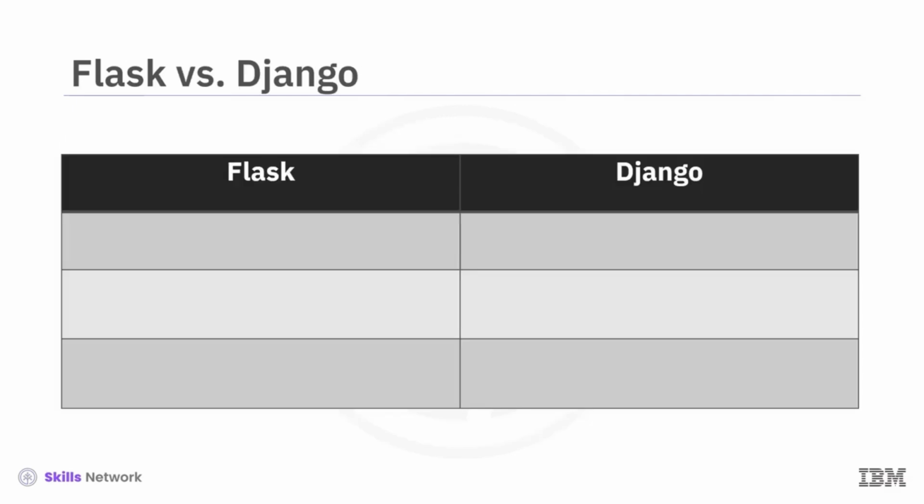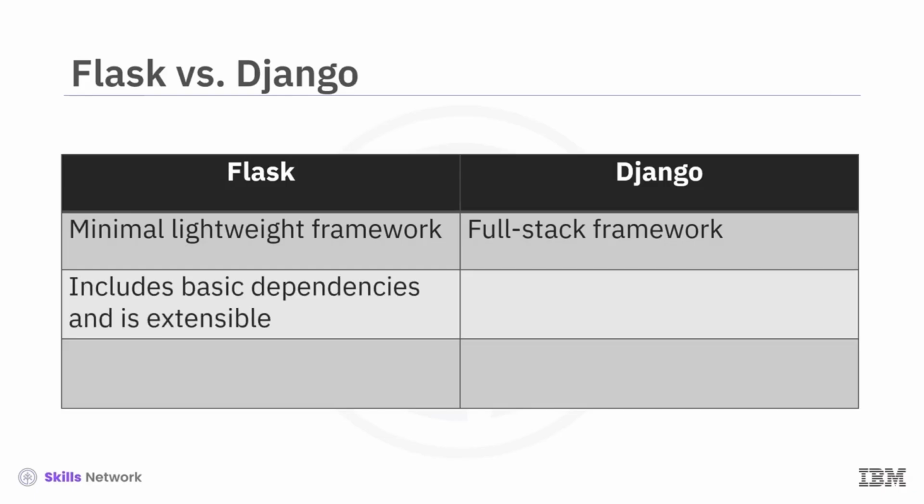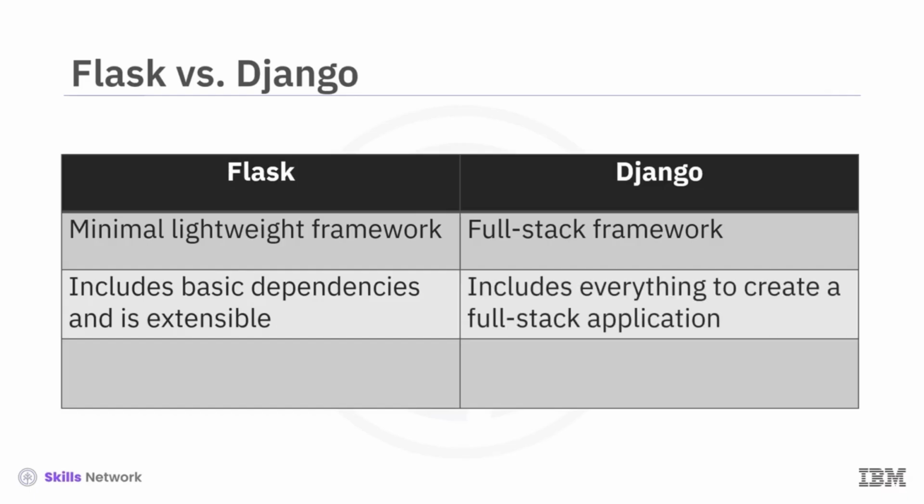Now, another Python developer framework is Django. Here are some key differences between Flask and Django. Flask aims to be a very light framework. Django, on the other hand, is a full-stack framework. As a result, Flask only provides the basic dependencies needed to create a web application. However, the developer can choose other extensions that provide additional features. Django, on the other hand, includes everything you need to create a full-stack application.